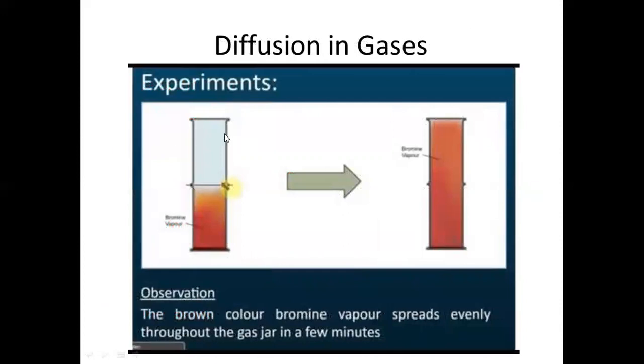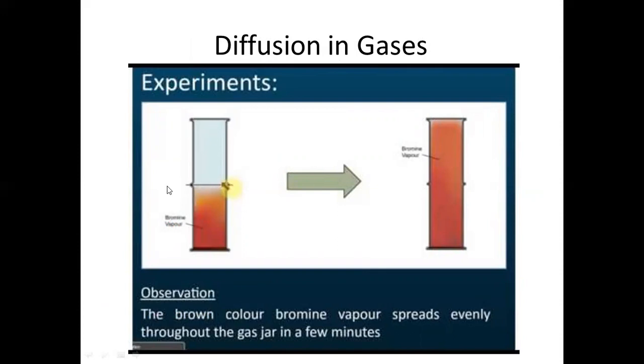In this experiment, which considers diffusion in gases, we see a container here that is filled with bromine vapor in the lower half. There is a separating plate that separates the lower half of this gas chamber from the upper half. As we can see, there is a high concentration of bromine in the lower half and there is no bromine in the upper half.